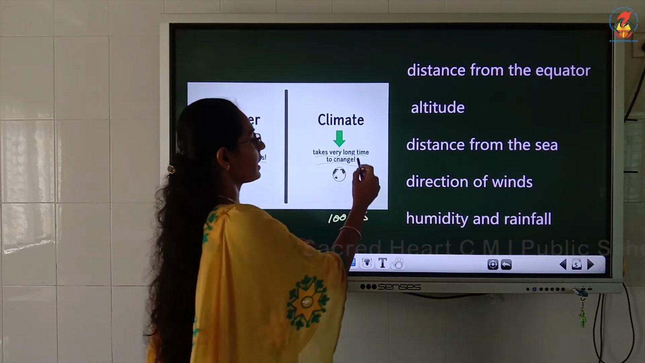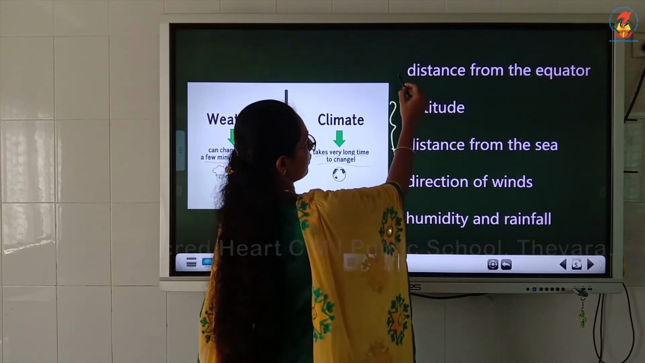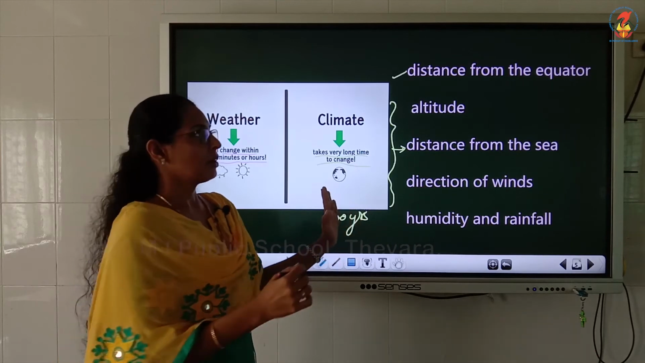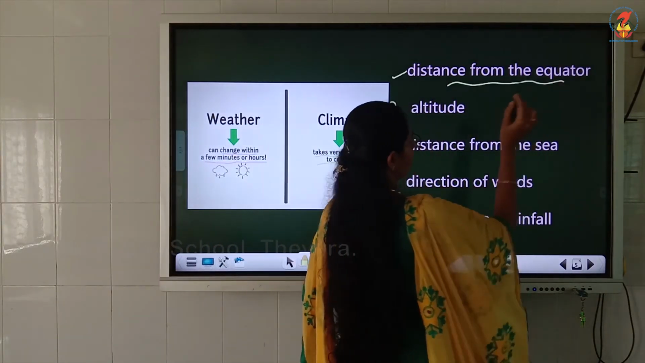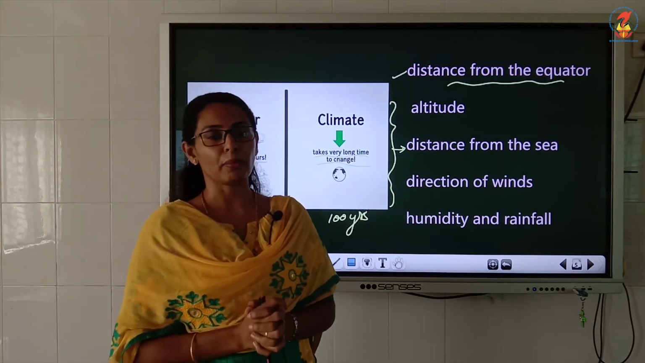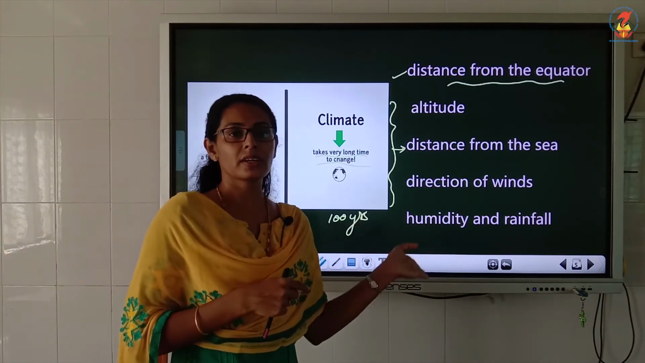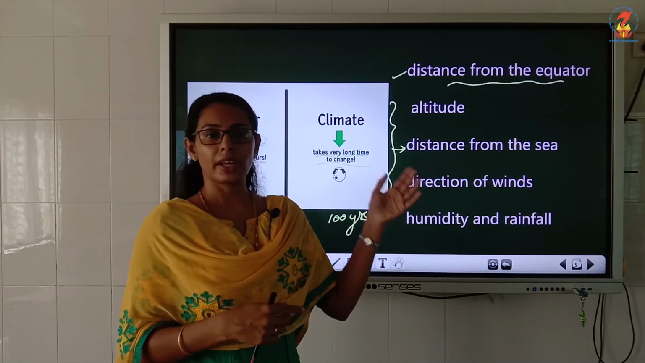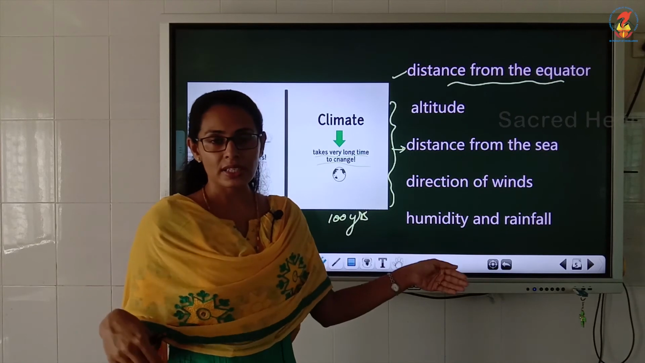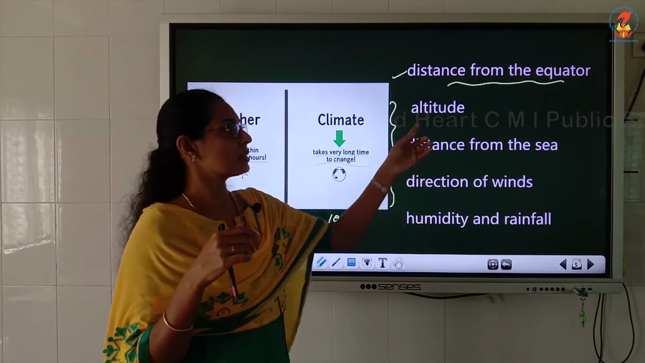And some factors are also there which affect this climate. Because of these factors, climates are changing. The first one is the distance from the equator. Almost all the areas do not get the same type of climate. The climate is different for each region. We already saw hot and wet, wet and cool, very cold area, wet and rain area. So these are the 7 regions we study. So why does this happen? Why are there differences in the climate? Because of these reasons.